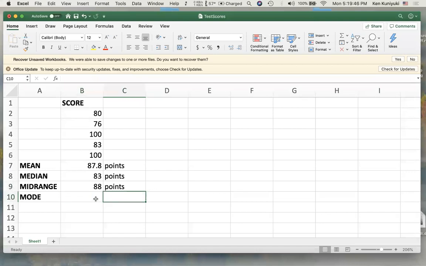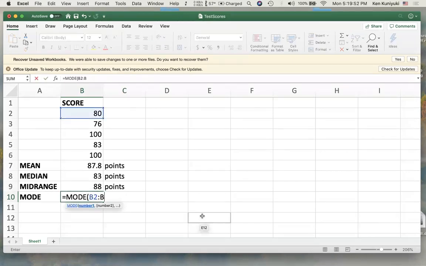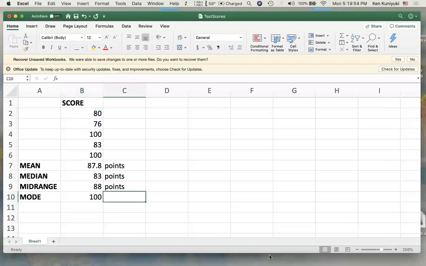Also remember the mode, right? Measure number 3, the mode. There's a straight up command for that, mode. From B2 to B6, it was 100 points, right? Obviously, I hope you don't need Excel to figure out that the mode is 100 points. You can see the mode is most frequent. The 100 points is most frequent.